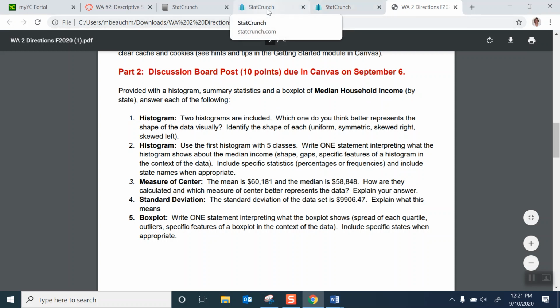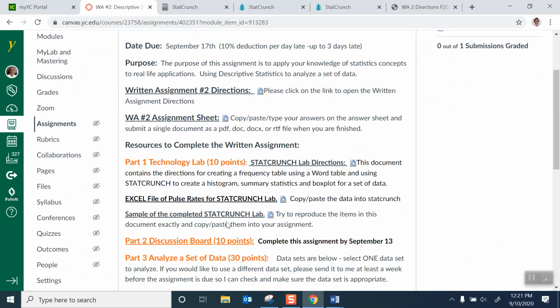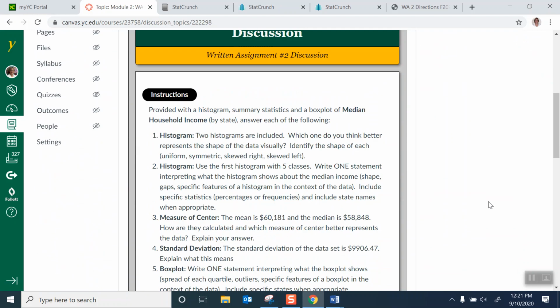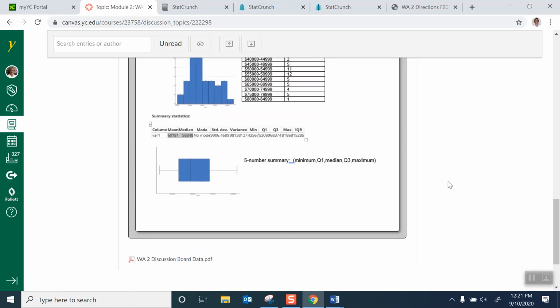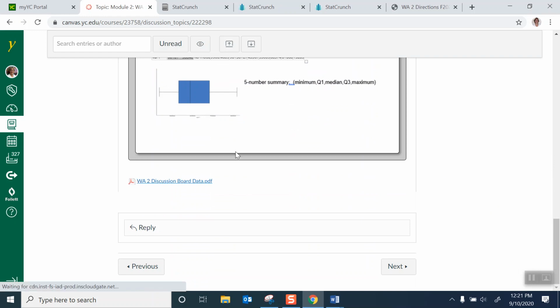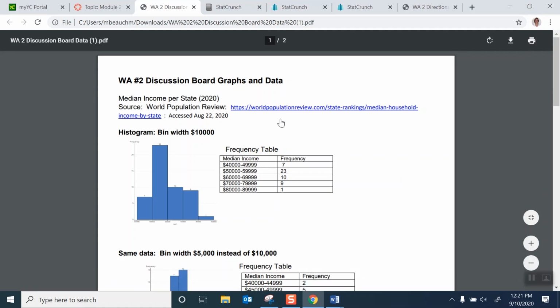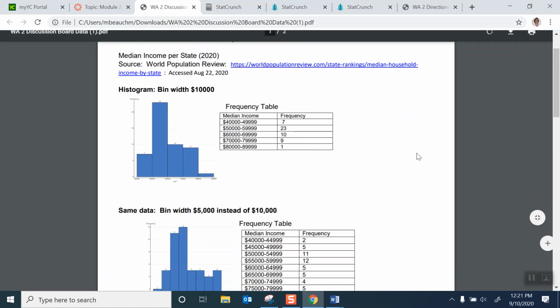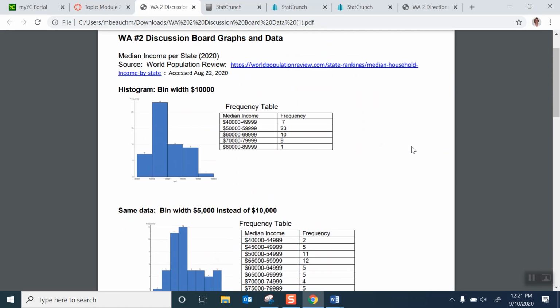So let me take you to the discussion board so you can see what's going on. In the discussion board, I think I have a link in here. Yep, when you go to the discussion board, if it's too small for you to see it here, I'm going to go ahead and open the PDF file. So what I've done is I've taken median income per state from the year 2020, all 50 states, and analyzed the data by making a histogram, and I made 2 different histograms. We recommend between 5 and 10 classes.